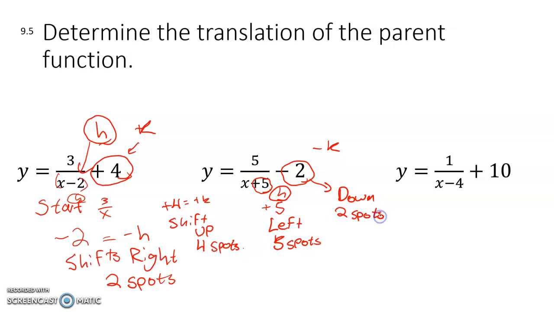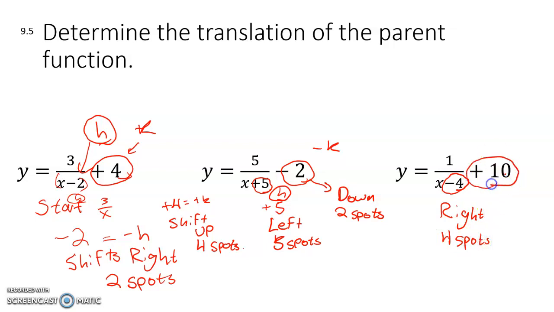All right? And then right here, y is equal to 1 over x minus 4, plus 10. We look down here, we've got the negative 4 on the bottom. Again, bottom, that's going either left or right. It's negative, so it's going to be going right 4 spots.